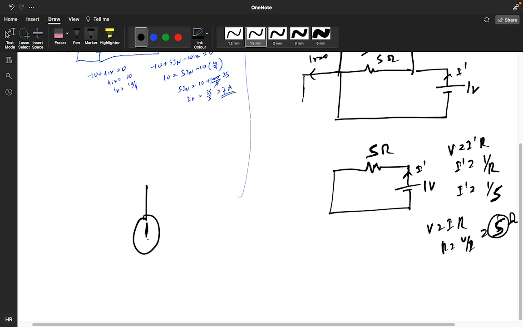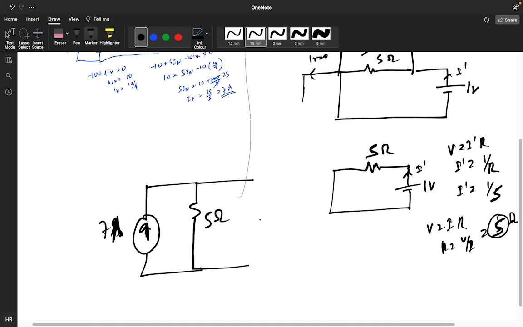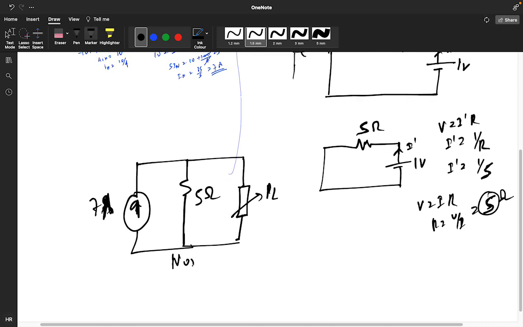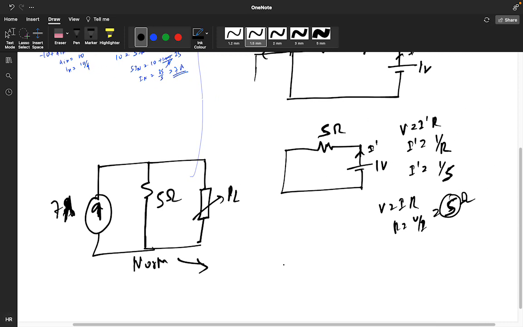So what is the Norton equivalent we are getting? We got the IN as 7 ampere current, and our RTH as 5 ohm. This is our RL load. This is our Norton equivalent, and the same circuit can be made into the Thevenin's like this. This will be 5 ohm, 7 into 5, 35. So this will be VTH, and this is RL. Both are same.